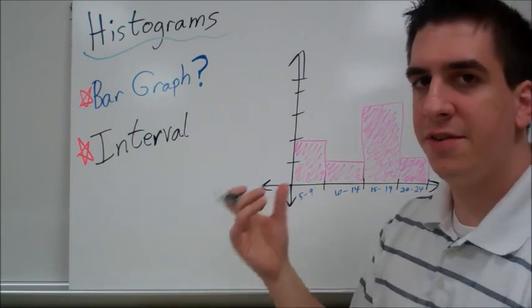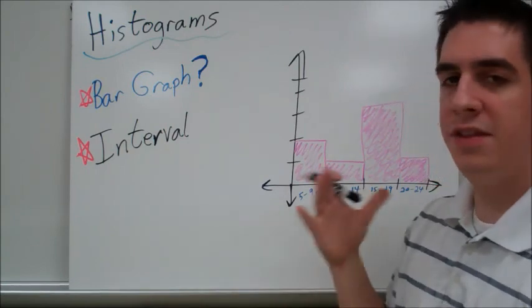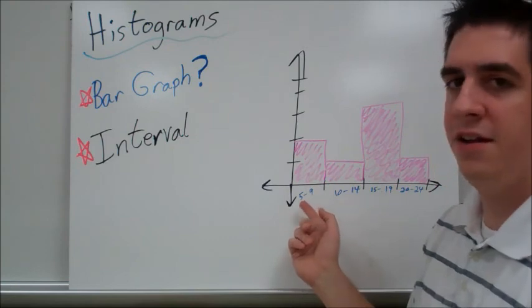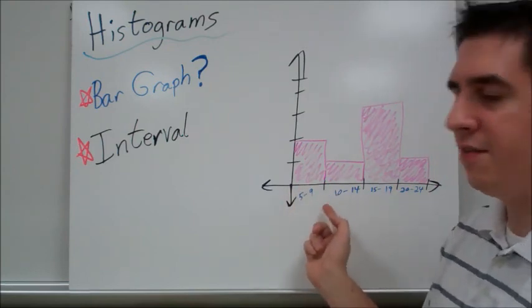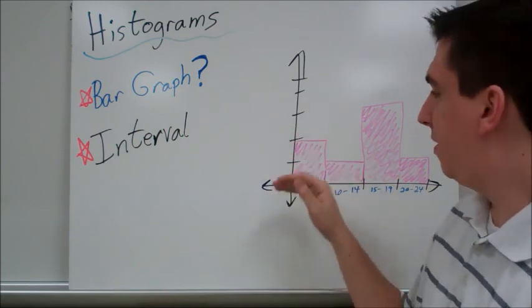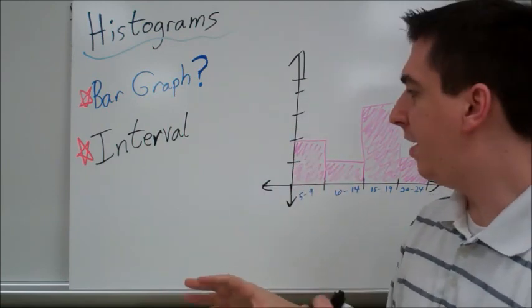And the intervals have a set number to each of them. In the example I drew here, each of these intervals has 5 numbers in it. 5 through 9 has 5 numbers, 10 through 14 has 5 numbers, and so on. When we have our bar graph go up, we say, how many times did something fall in that interval?